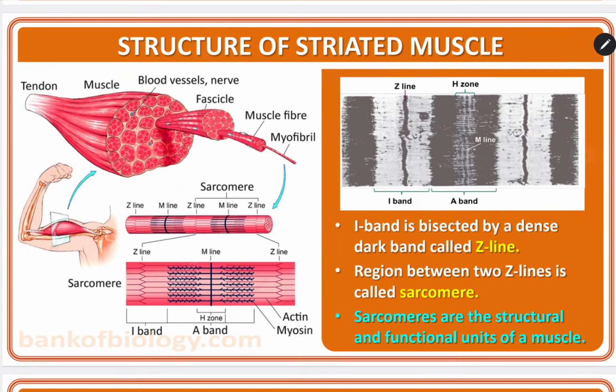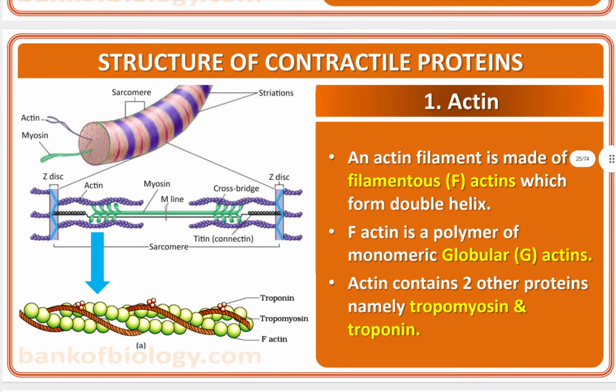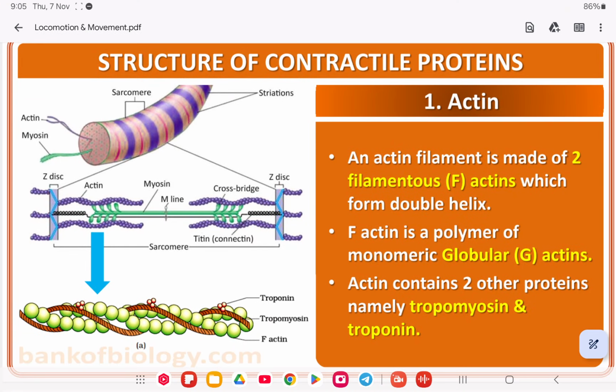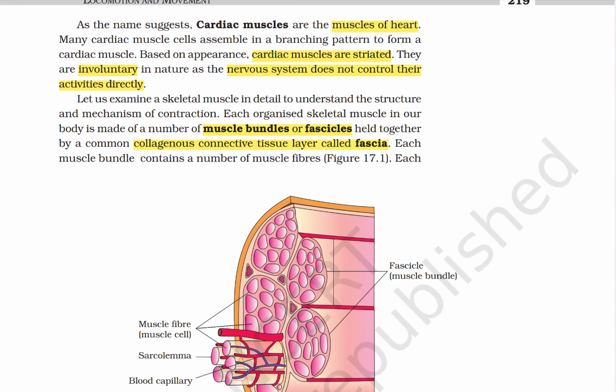Next, points are the same, the diagram is different, and this diagram is taken from your NCERT, and you can easily find out I band, A band, Z line, H zone and M line. Before starting the structure of contractile proteins, let's see what the NCERT said.